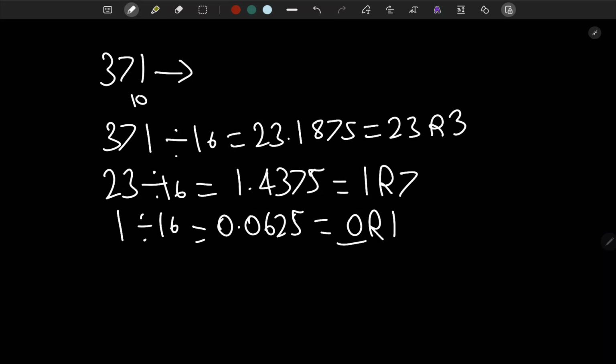And now we need to go from the most bottom all the way up. So here 1, 7 and 3 is the hexadecimal representation of 371. So let me just clear that out. Yes, and we only focus on the remainders.